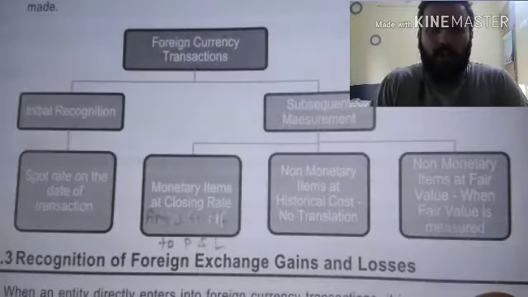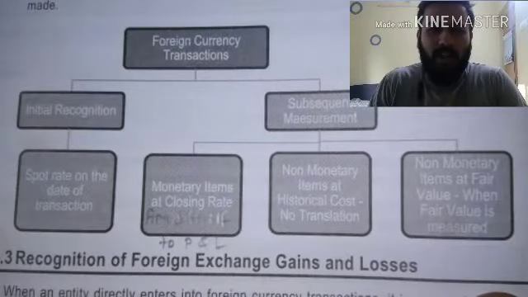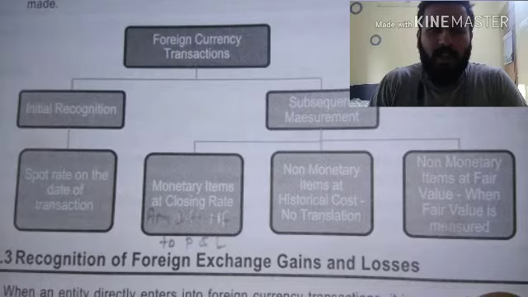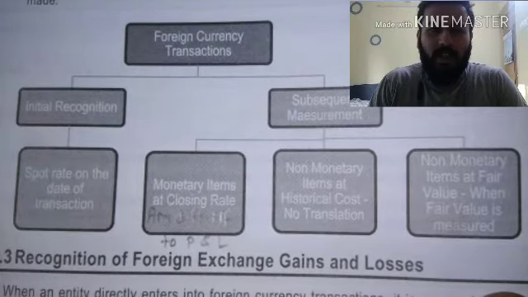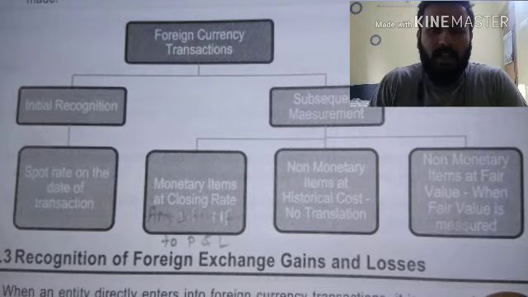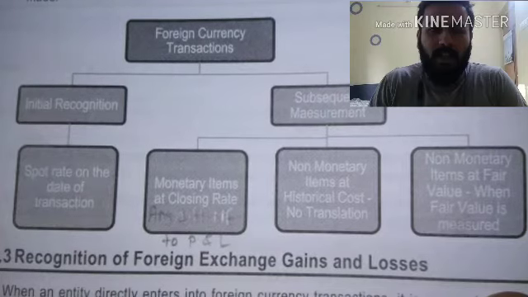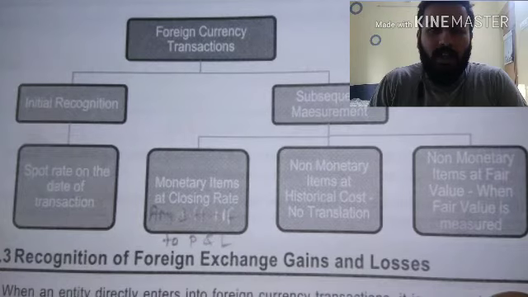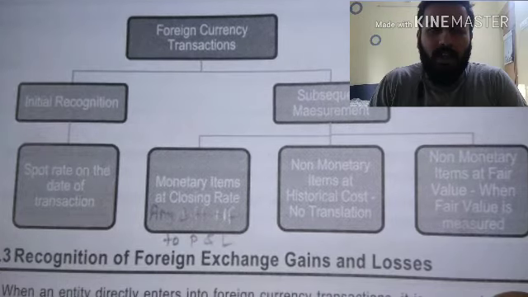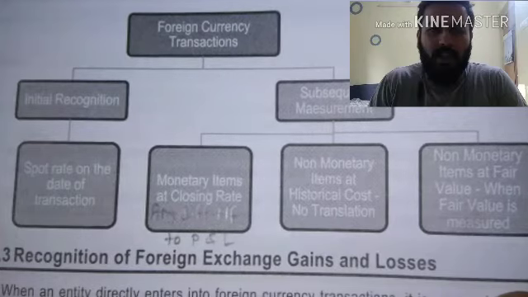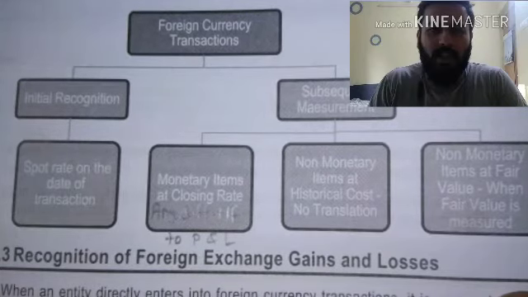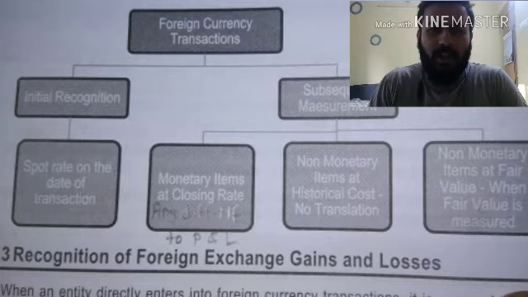Welcome again. Today's video is regarding IAS 21, which is the effect of changes in foreign exchange. What we are going to see, as you can see on your screen, is foreign currency transactions. This is the crux point which we are going to discuss in this particular video. So what is the crux point?